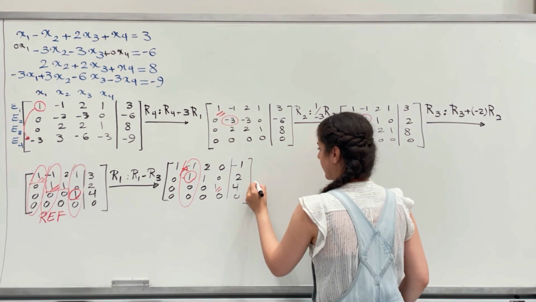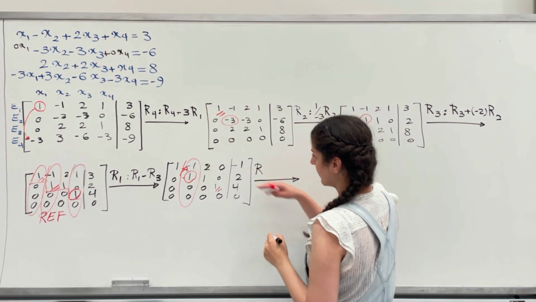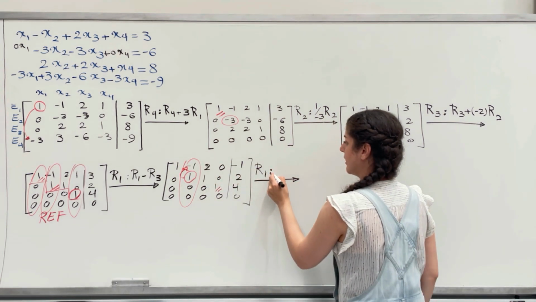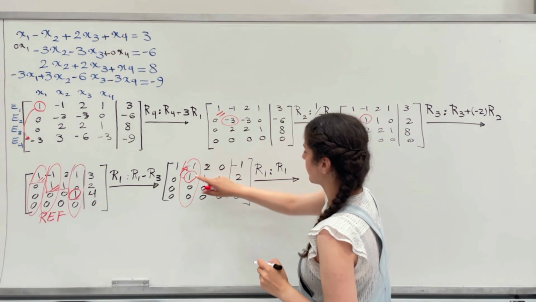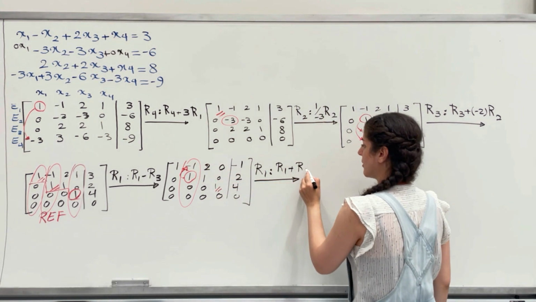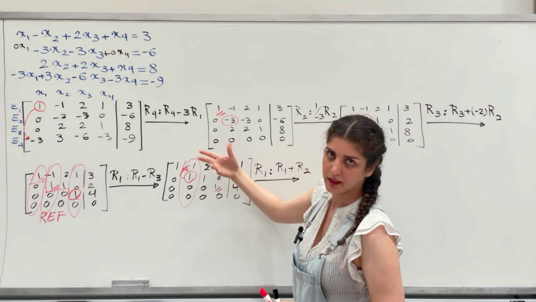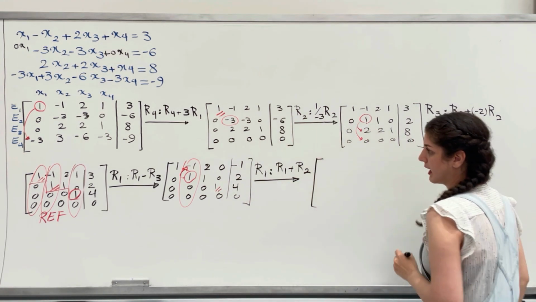So again, I'm going to use replacement. So replace, you want to change this. So I need to replace row 1 with row 1 plus row 2, right? If I add this and this, I make this one to be 0, right? So it's going to look like this.